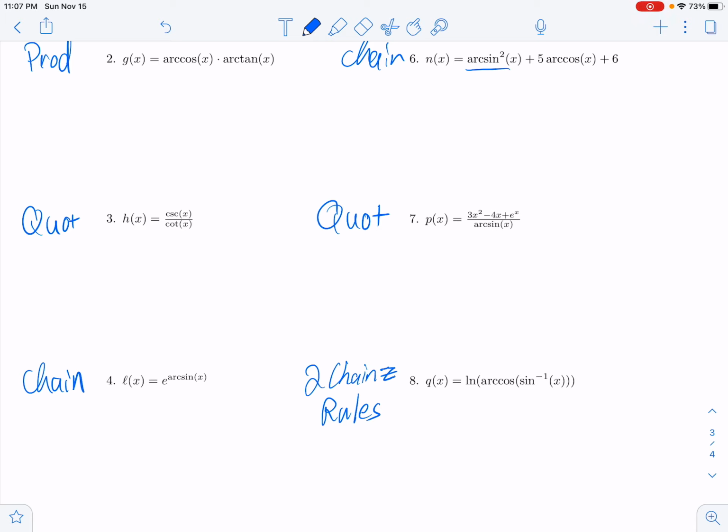We need 2 chain rules there. So, good luck.